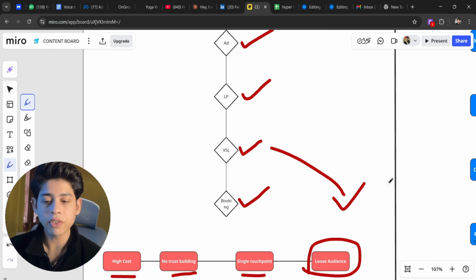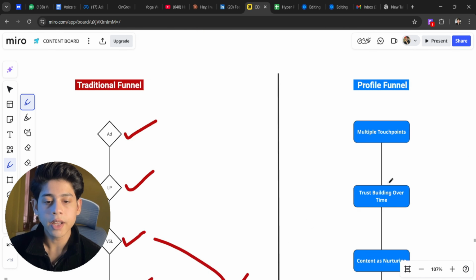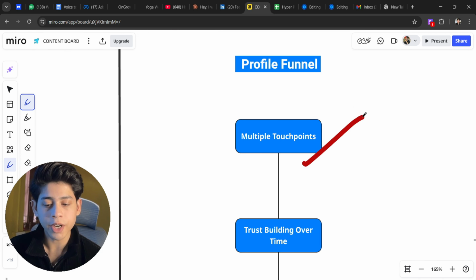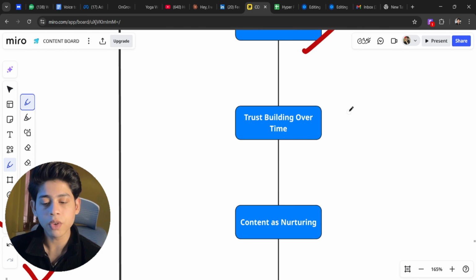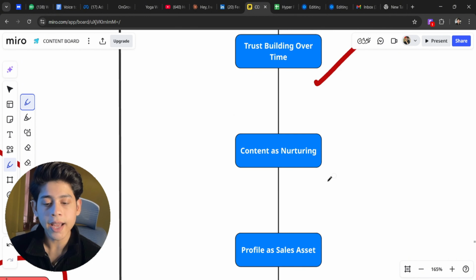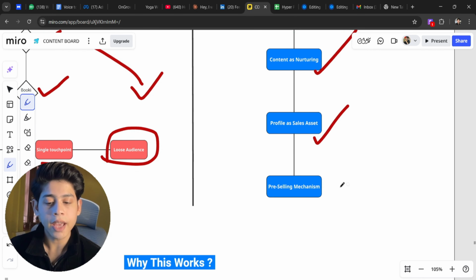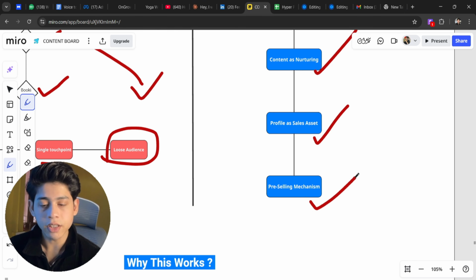And this is where profile funnels actually come into the picture, right? So let me explain where in profile funnels, we have multiple touch points, we have a trust building phase over time. We use content as a nurturing system. We use the profile as our sales asset, and we have a pre-selling mechanism. So by the time the prospect comes to a call, they are already pre-sold. So it becomes very easy for you to do a high ticket sales call.